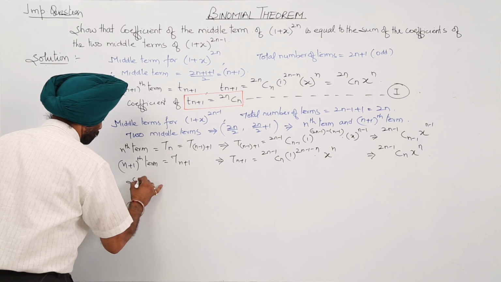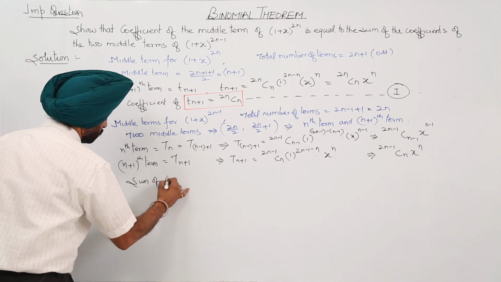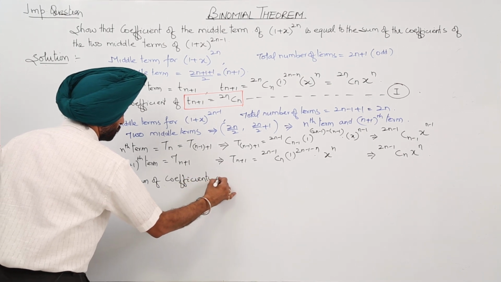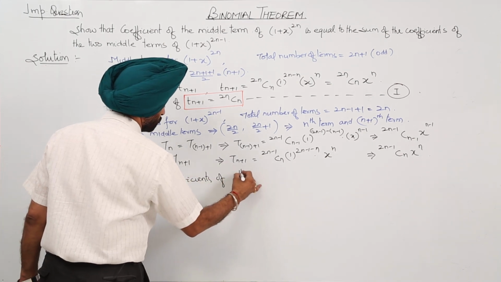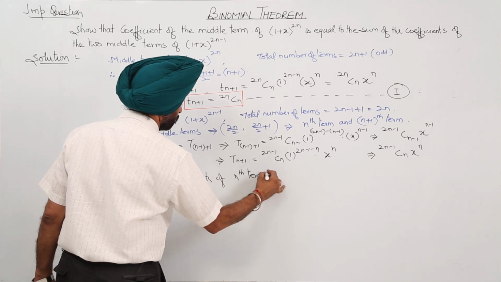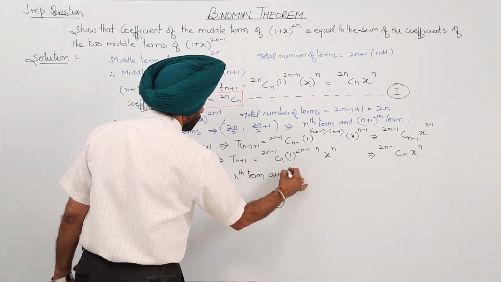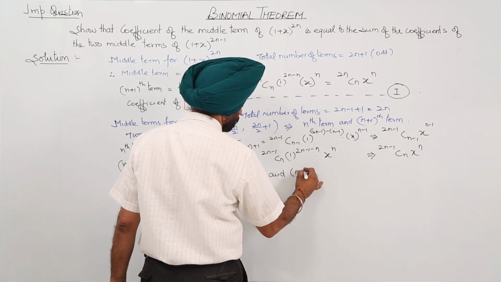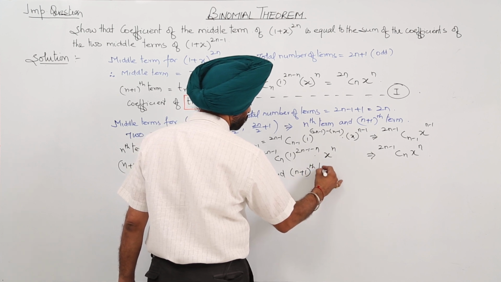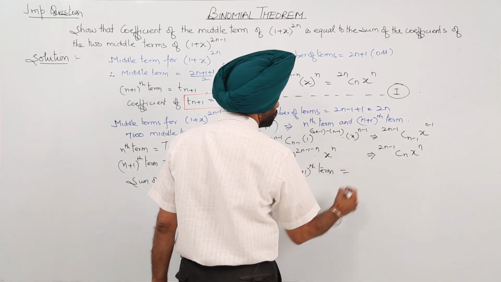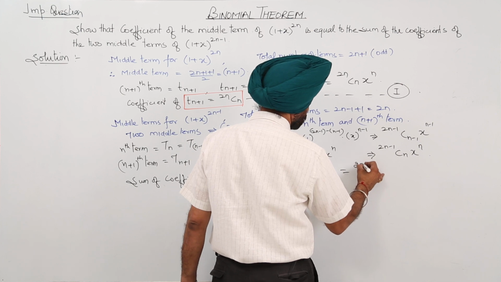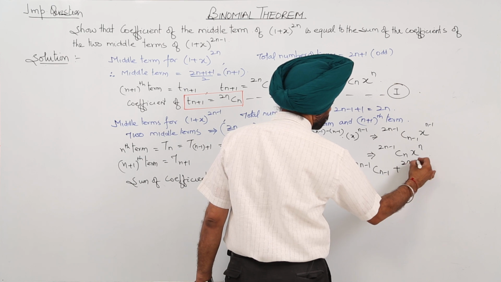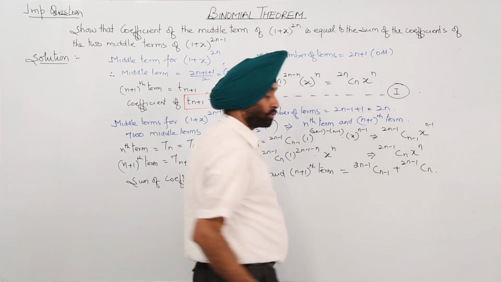Now the sum of coefficients of the nth term and the (n + 1)th term is equal to 2n - 1 C n - 1 + 2n - 1 C n, because these are the coefficients.